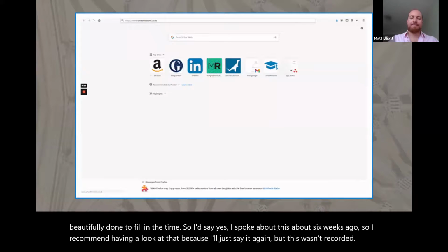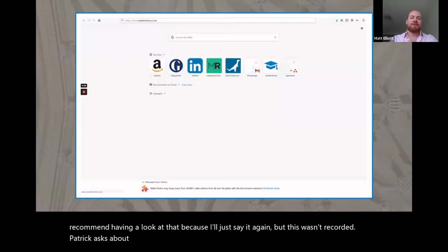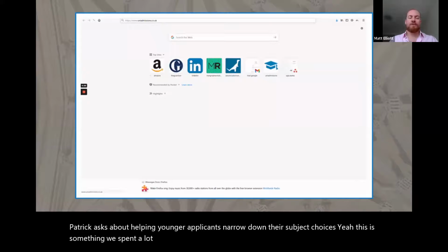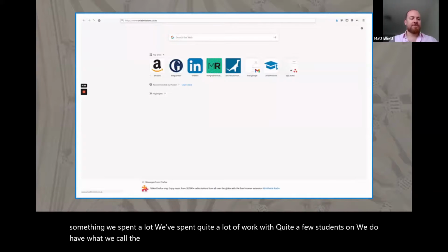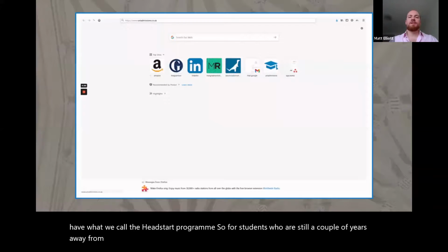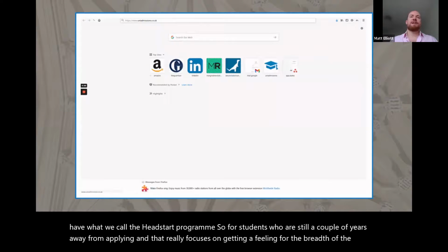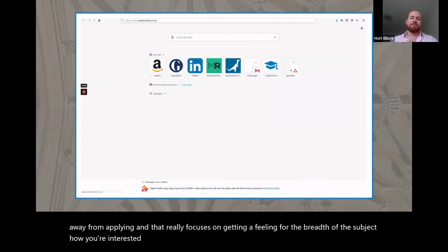Patrick asks about helping younger applicants narrow down their subject choices. Yeah, this is something we work with quite a few students on. We do have what we call the Head Start program, for students who are still a couple of years away from applying, and that really focuses on getting a feeling for the breadth of the subject area you're interested in, figuring out what niches work for you, what things you're passionate about, what things you're not.